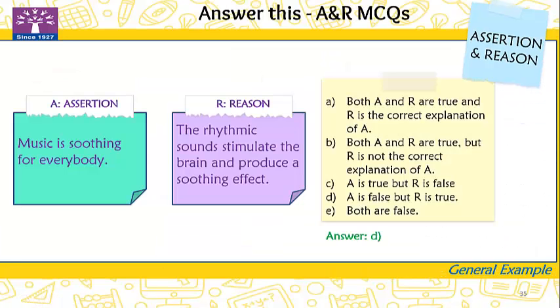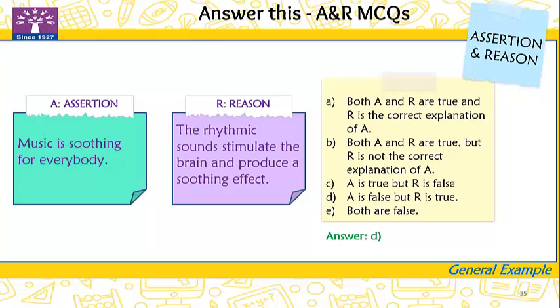The assertion statement is music is soothing for everybody, and the reason is the rhythmic sounds stimulate the brain and produce a soothing effect. The correct answer to this is D, which is A is false but R is true. You may have thought that A is correct and R is a correct explanation for A also, but here you must be aware of the word everybody in the assertion statement. The word everybody makes the statement false, as not every person considers music as soothing.